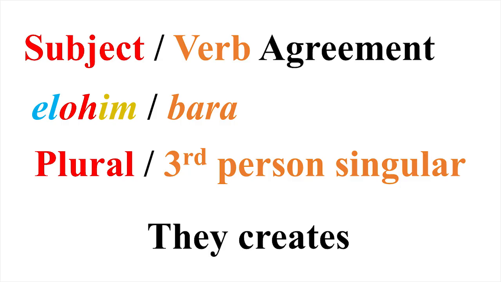This would be like saying they, subject, Elohim, plural, they creates. We don't say they creates, we say they create. But in Hebrew, in this verse, it's they creates. Only God can say this, because only God is a plural and a third person singular. Very nice. Okay? So, let's go back and look at bara.